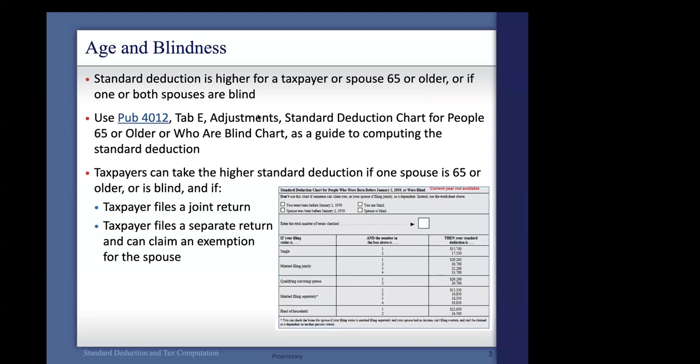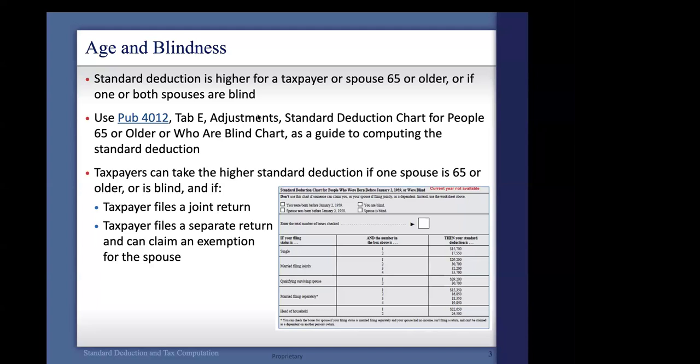The standard deduction is higher for a taxpayer or spouse who is 65 or older, or if one or both spouses are blind. It refers you to Publication 4012, Tab E, Adjustments, standard deduction chart for people 65 or older or who are blind, as a guide to computing the standard deduction. Again, I've made mention several times, there's nothing that you have to compute or calculate. The software does all of that for you as long as you are putting the information in the correct place, and as long as the date of birth and all of that is correct, then it's going to automatically compute and calculate accordingly.